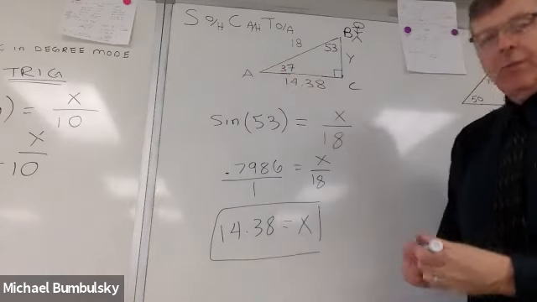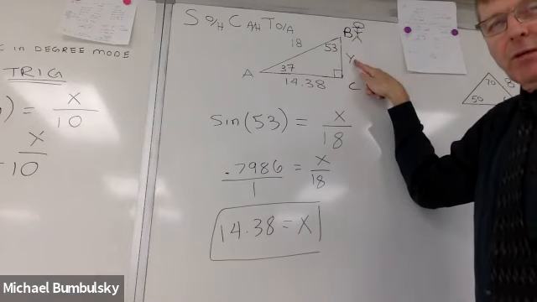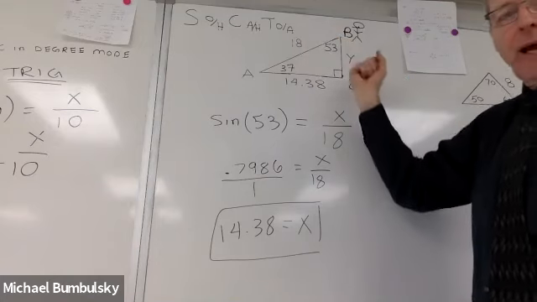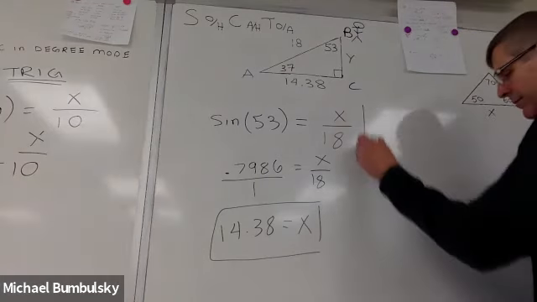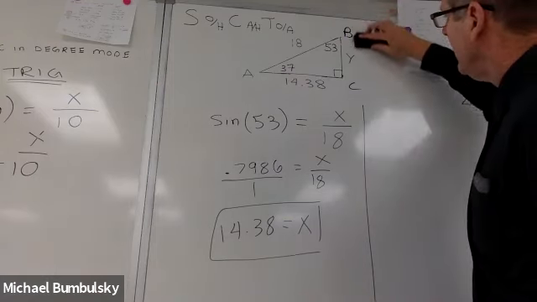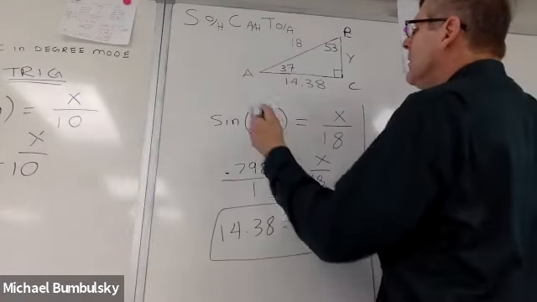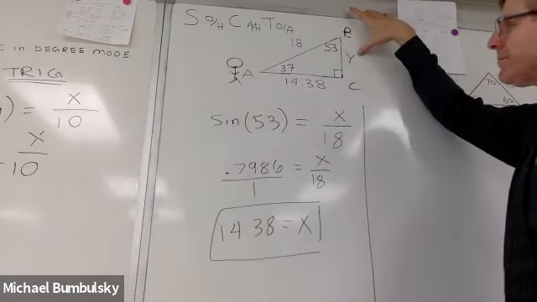Now I have some choices to make on finding y. Do I have enough information now to use the Pythagorean theorem? Yeah, I do. I could go 14.38 squared plus y squared is 18 squared, and I could solve for y that way. But let's find y using trig. Okay? Let's change it up. Let's stand over here now. If I was to stand over here and I wanted to find y, how do you want to do it? What do you think?